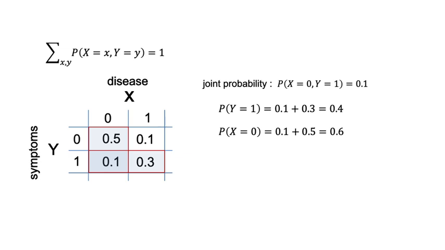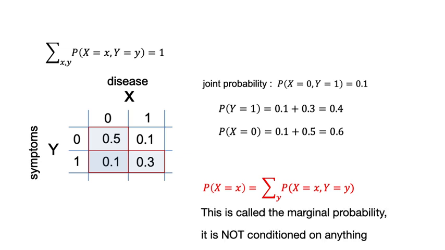So anytime we sum up a bunch of joint probabilities to get one edge of this, either rows or columns, that is called a marginal probability. It's the probability that just one of the variables has occurred. It's not conditioned on anything. It's just the probability that one of the variables has occurred. Whereas we know from the last slide that these joint probabilities, we could rewrite them as conditional.